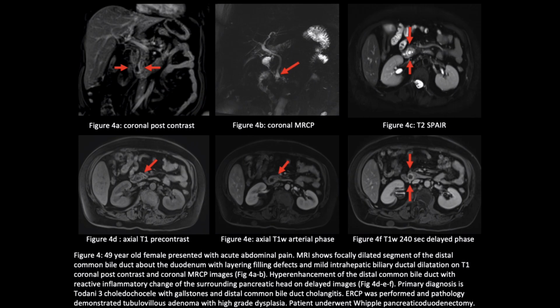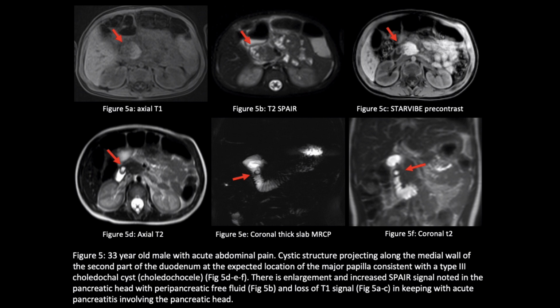And another case, a 49-year-old female presenting with acute abdominal pain. MRI shows a focally dilated segment of the distal common bile duct above the duodenum, where the arrows are pointing. So this is consistent with type 3 choledochal cyst, which is also called choledochocele. On the dynamic images, there is abnormal wall thickening and enhancement, so this is consistent with common bile duct cholangitis. ERCP was performed for this case, and the pathology actually demonstrated high-grade dysplasia, so the patient underwent a Whipple procedure.